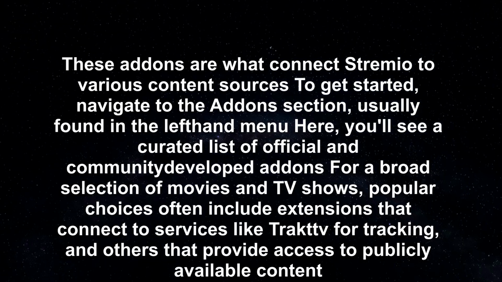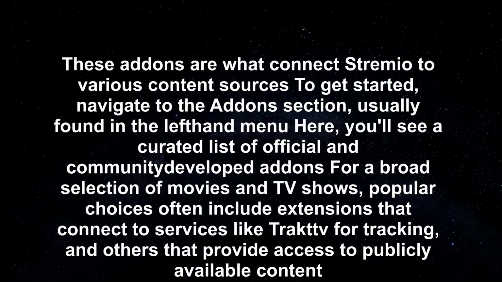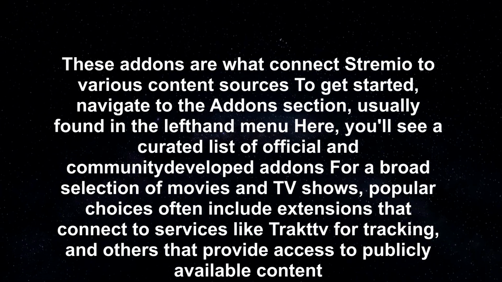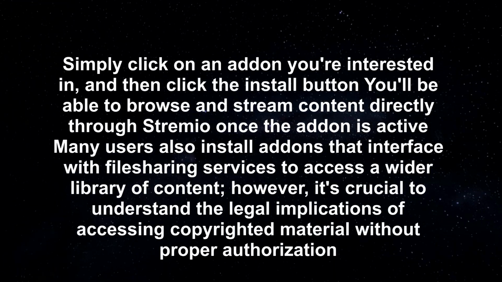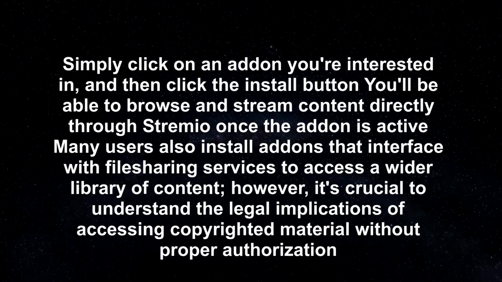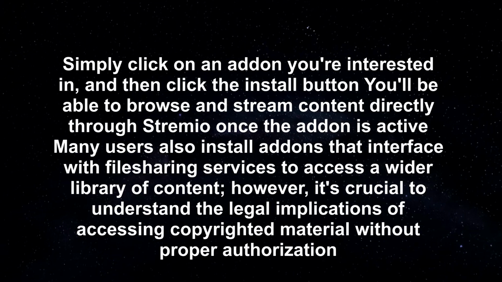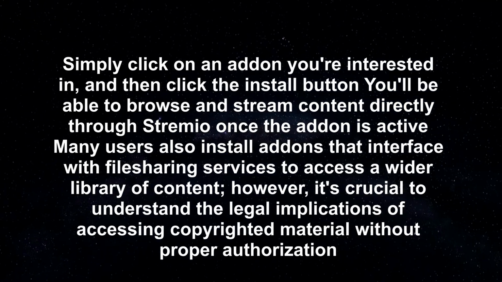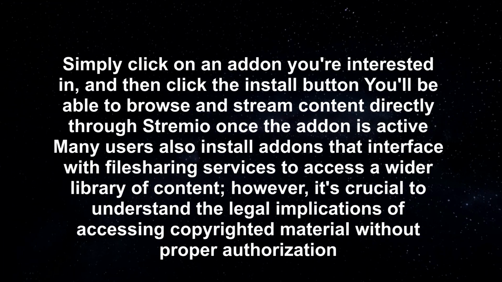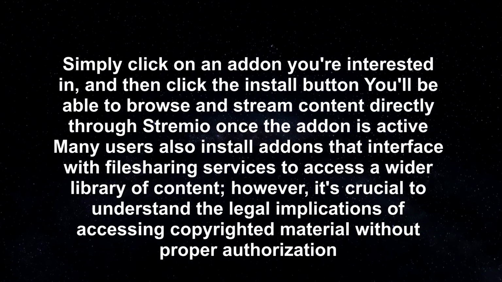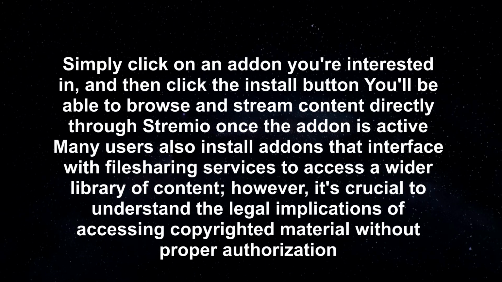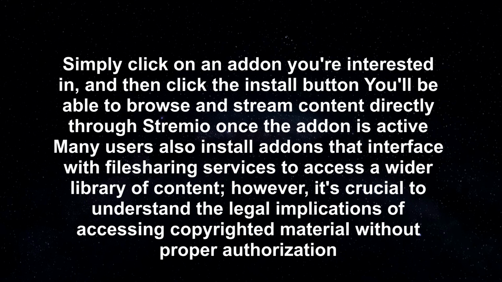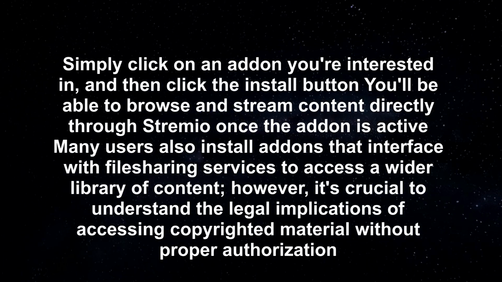Popular choices often include extensions that connect to services like Trakt TV for tracking, and others that provide access to publicly available content. Simply click on an add-on you're interested in, and then click the install button. You'll be able to browse and stream content directly through Stremio. Once the add-on is active, many users also install add-ons that interface with file sharing services to access a wider library of content. However, it's crucial to understand the legal implications of accessing copyrighted material without proper authorization.